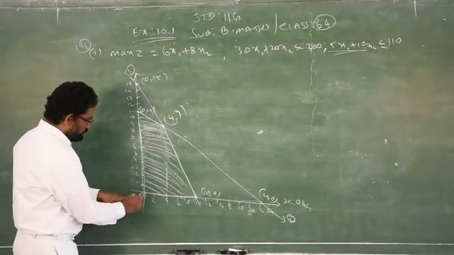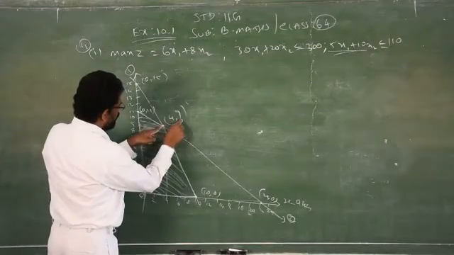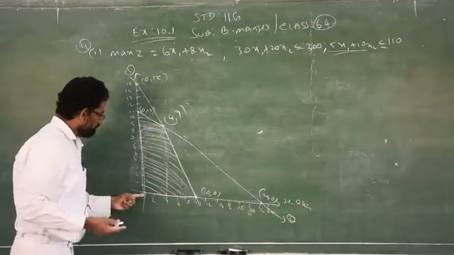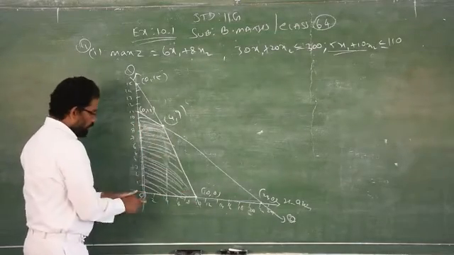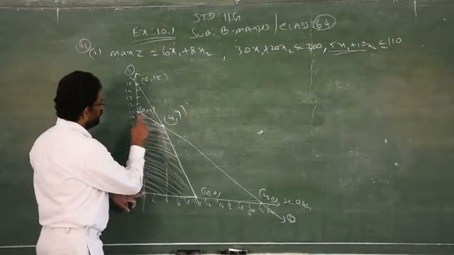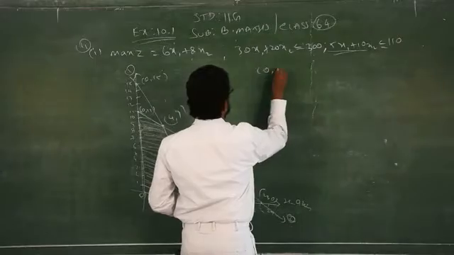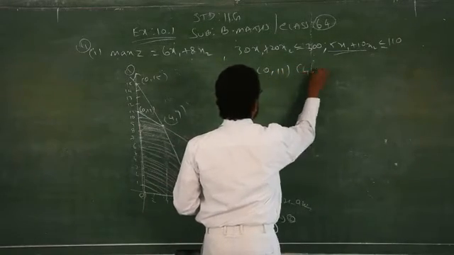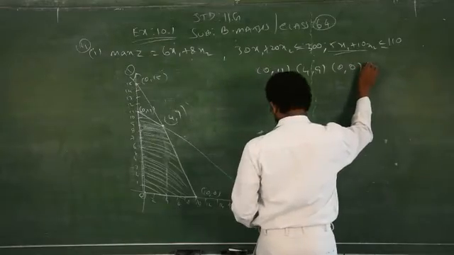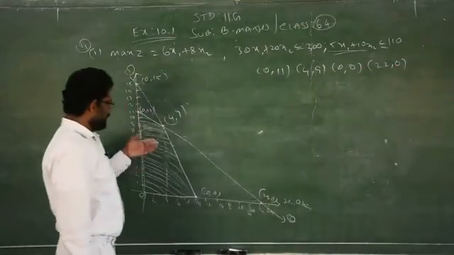This is the corner 0, 0. What is the next corner? 10, 0. What is another corner? 4, 9, and 0, 11. Clear? These are the corners. This is one polygon. How many corners are there? This polygon has 1, 2, 3, 4. So these 4 corners you have to write: 0, 11, 4, 9, then 0, 0, and 22, 0. So we have 4 corners in the shaded part.